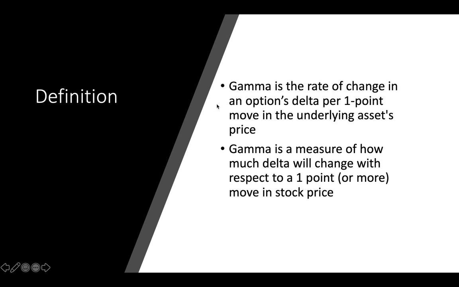So here's the formal definition of gamma. Gamma is the rate of change in an option's delta per 1 point move in the underlying asset's price. So let's try and break that down in English.